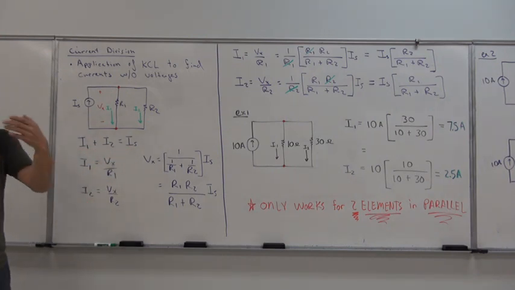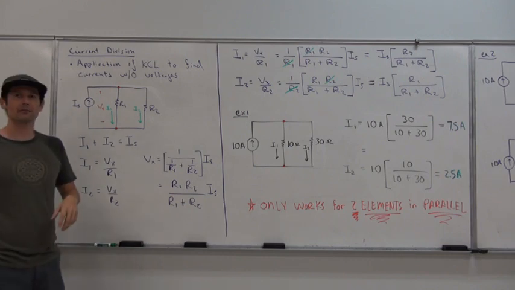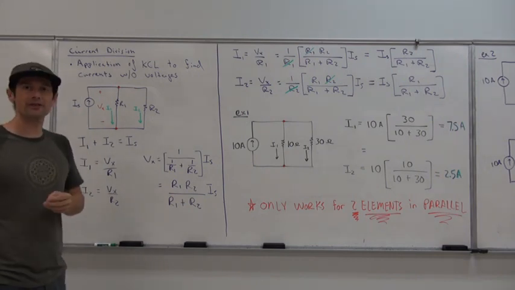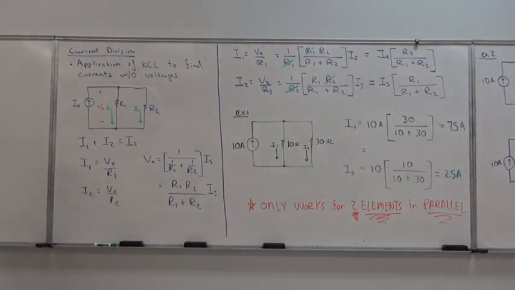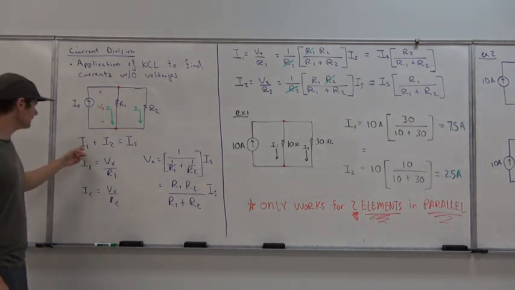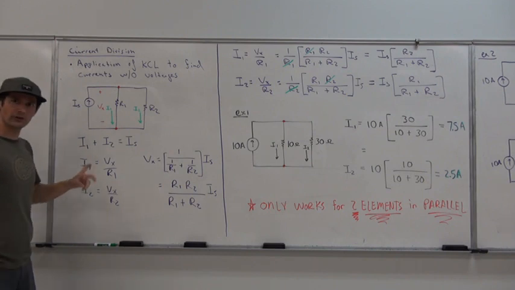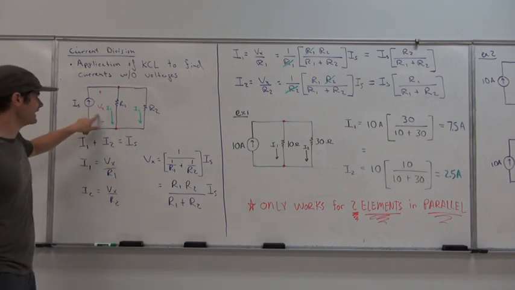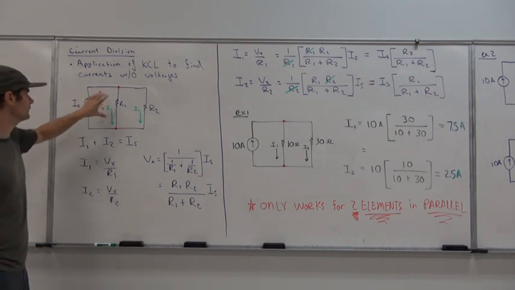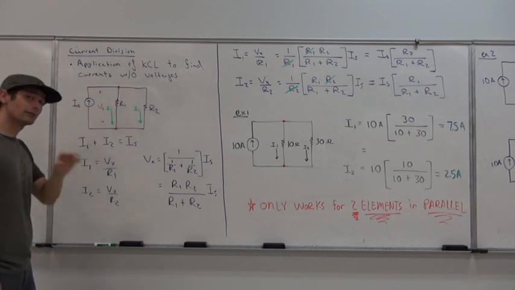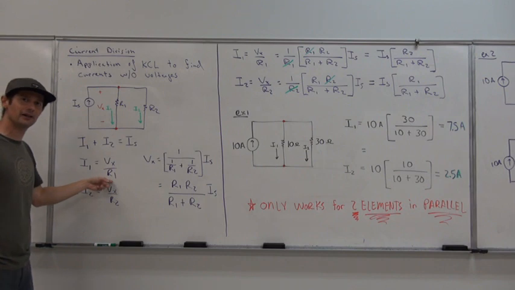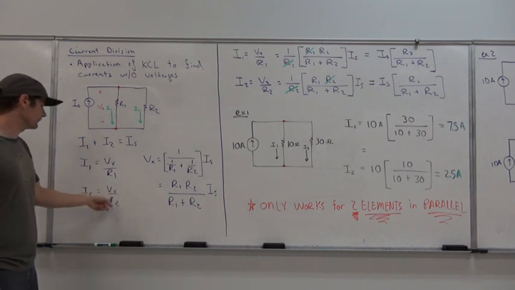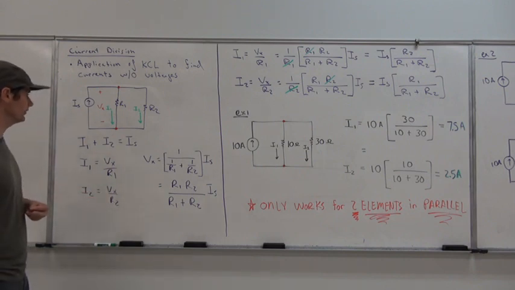Remember, KCL, Kirchhoff's current law, states that the sum of all currents about a node is equal to 0, or the sum of currents in equals the sum of currents flowing out of that node. So if we expand I1 and I2 by Ohm's law, knowing that the same voltage Vx exists, positive to negative, across both of these elements, then I1 is equal to Vx divided by R1, and I2 is equal to Vx divided by R2.